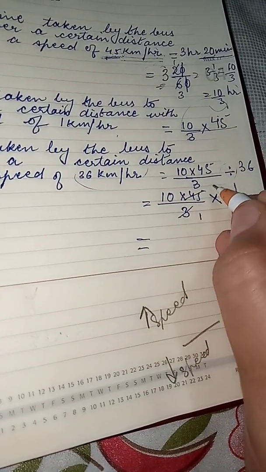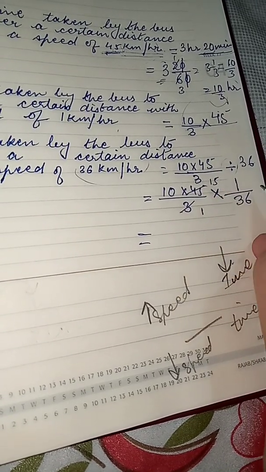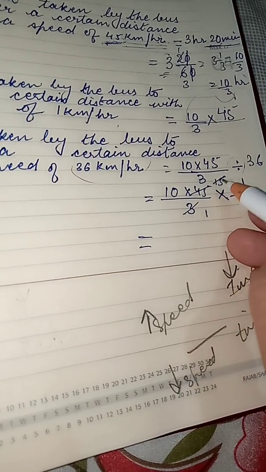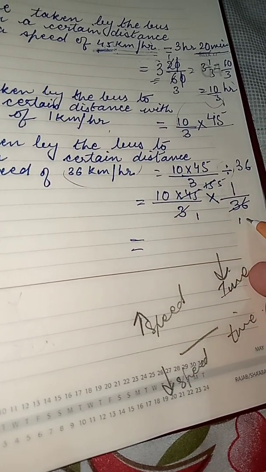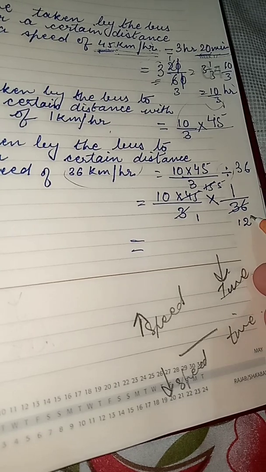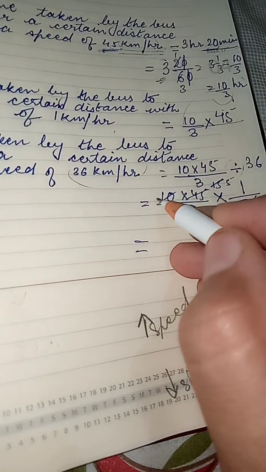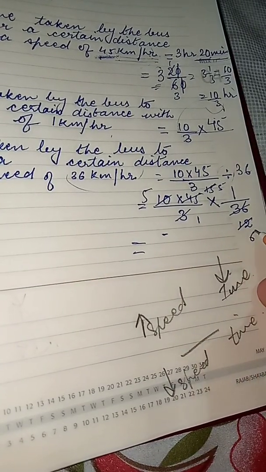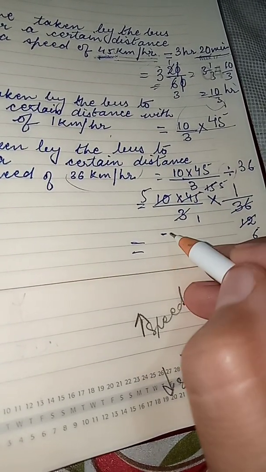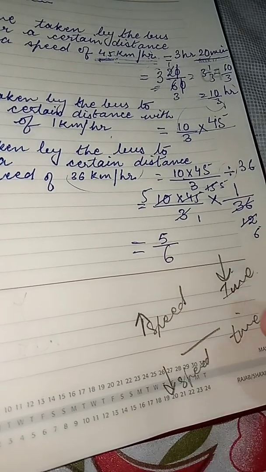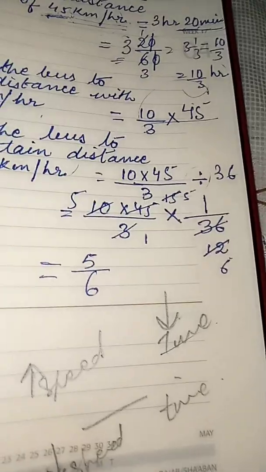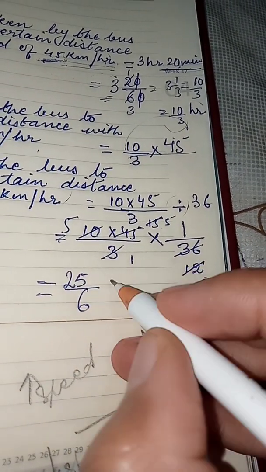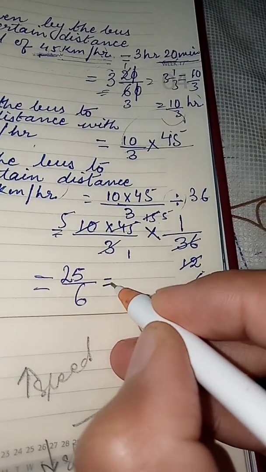So 3 ones are 3, 3 ones are 3, 3 fives are 15, right? Then what else can be reduced using the table of 3? 3 fives are 15, 3 ones are 3, 3 twos are 6, then 3 6 are 12, 3 fives are 10. Sorry, 2 6 are 12 and then 2 fives are 10. So here it is 5 by 6. Here we are having a 5 and here a 5. 5 fives are 25, 25 by 6.